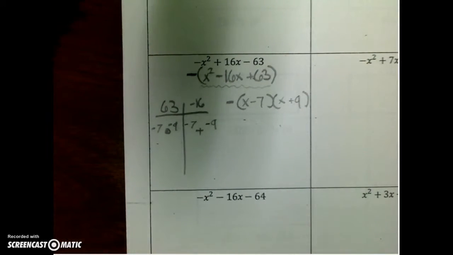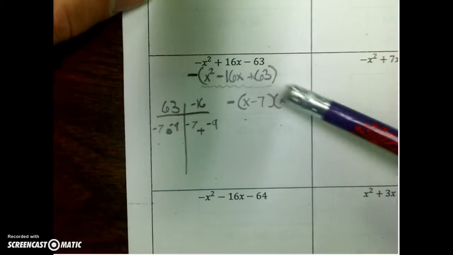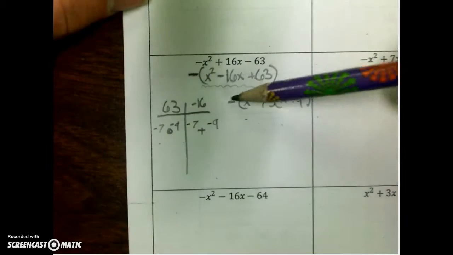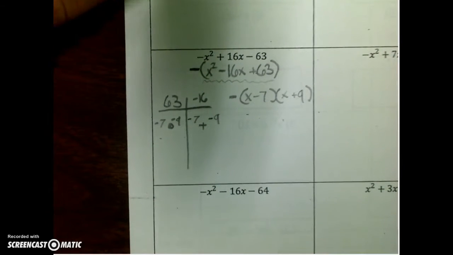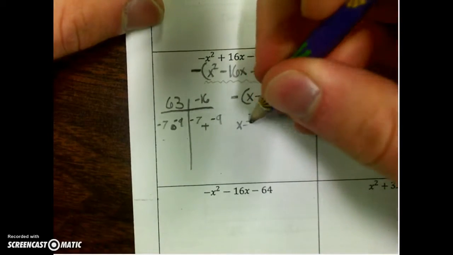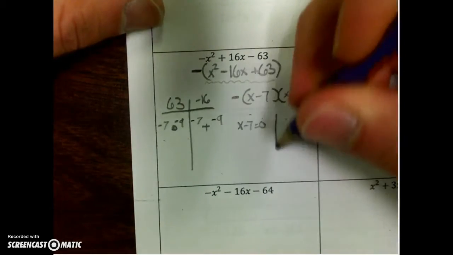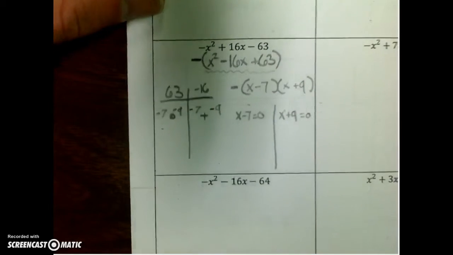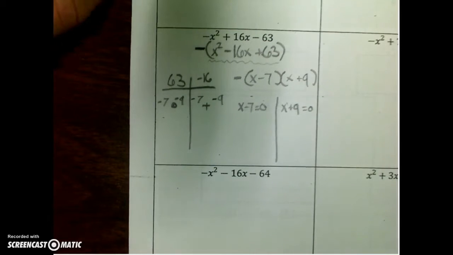Now using our zero product property, we're going to take both of these pieces and set them up equal to 0. We don't have to worry about the negative sign; it's just sitting out there for us. So I'm going to take one of my pieces, x minus 7, set it equal to 0. I'm going to take my other piece, x plus 9, set it equal to 0, and solve for my two x-intercepts.